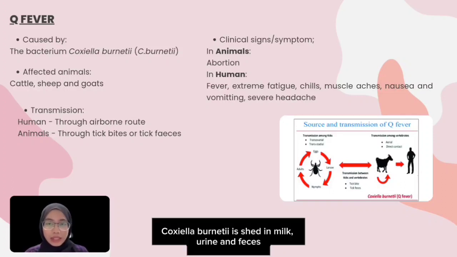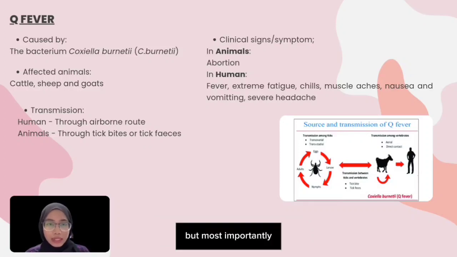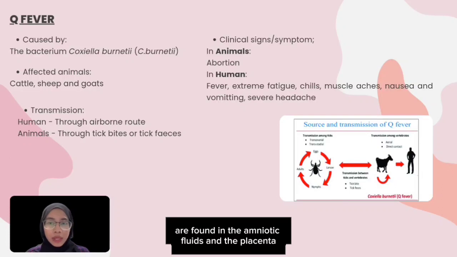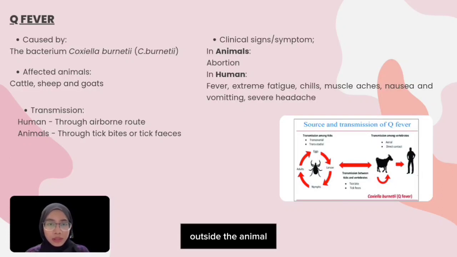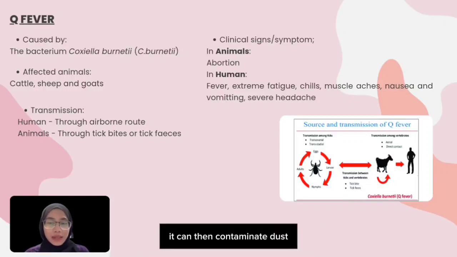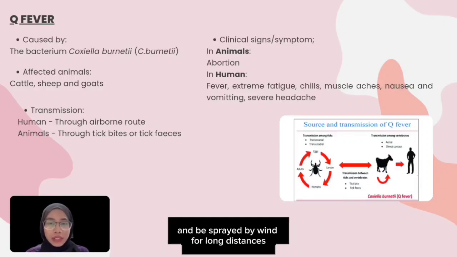Coxiella burnetii is shed in male urine and feces, but most importantly, during parturition, huge concentrations of bacteria, up to 1 billion per cubic centimeter, are found in the amniotic fluids and the placenta. Outside the animal, the bacteria becomes a small, dense, long-lasting spore-like form which is able to resist heat and drying. It can then contaminate dust and be spread by wind for long distances.